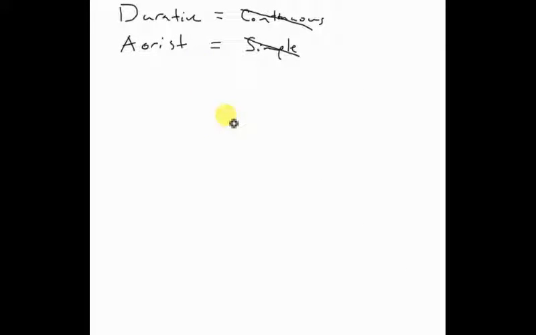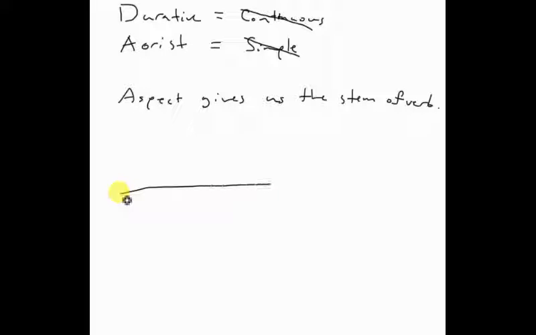Now, practically speaking, the aspect of a verb gives us the stem of the verb, and we'll see this later when we actually get into the formation of verbs. But so that we understand what the derivative and aorist aspects are, if we draw a time graph, let's pretend that this is a straight line. So this is time.